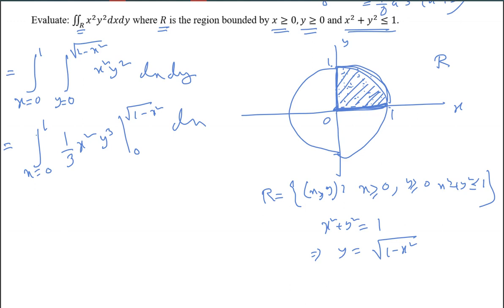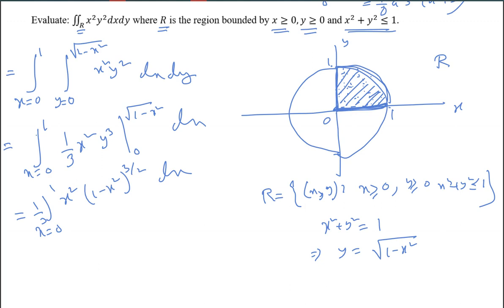or the integral of x from 0 to 1, 1 by 3 coming outside, x square into (1 minus x square) to the power 3 by 2 dx. Is it okay? Now let me know whether you can complete this portion or not. You see what you need to do. You do one substitution, simply one substitution. So what type of substitution?